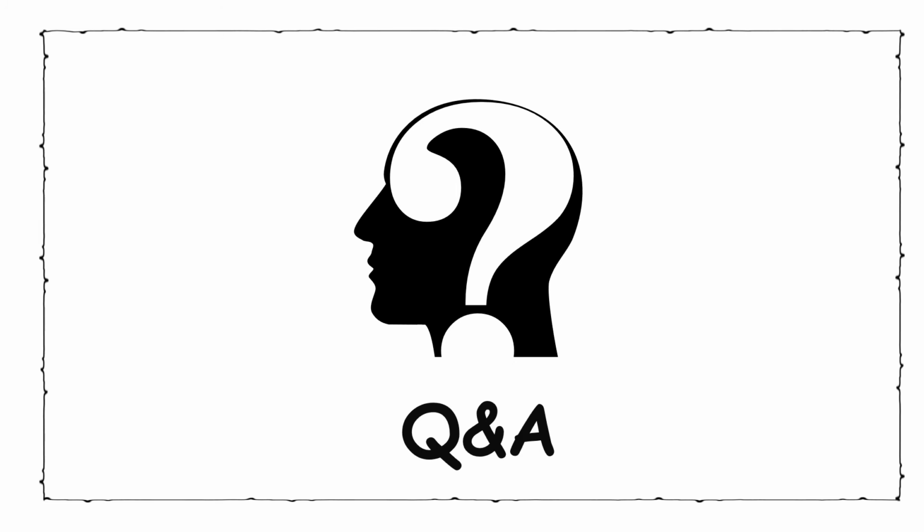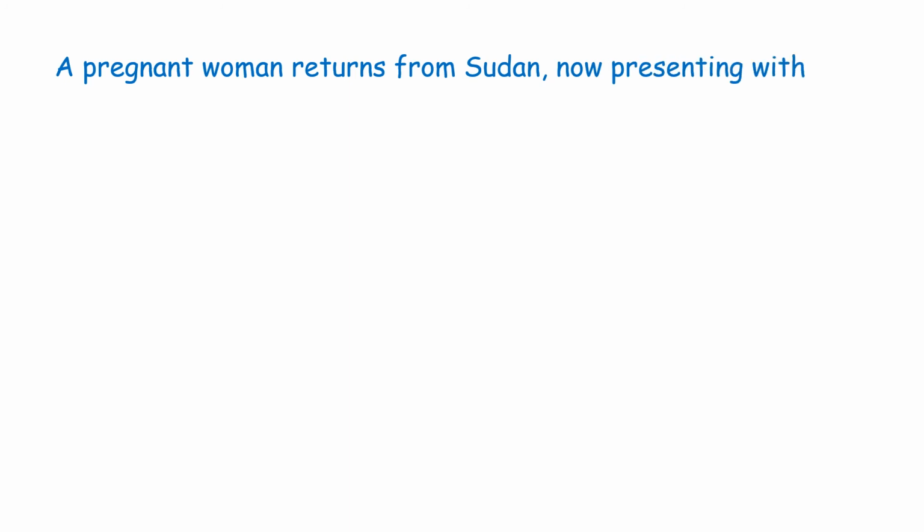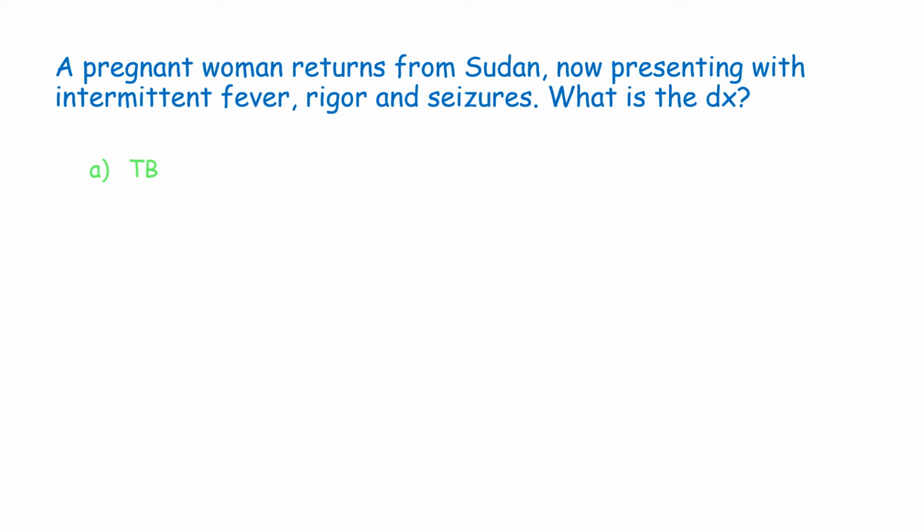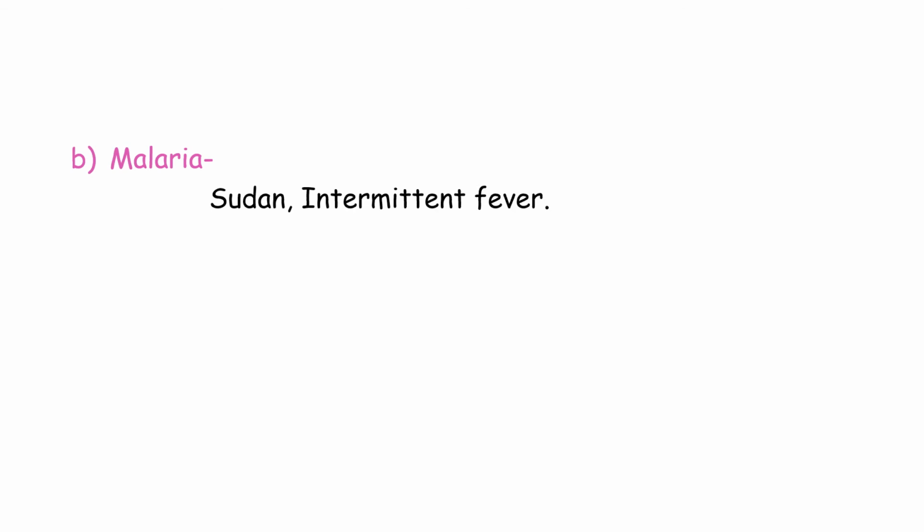Let's look at some questions. A pregnant woman returns from Sudan, now presenting with intermittent fever, rigor, and seizures. What is the diagnosis? Tuberculosis, malaria, meningitis, Lyme disease. Here the travel history and symptoms are to be looked at. The answer is malaria. As the woman returned from Sudan, which is one of the countries where malaria is found, and also the other hint was intermittent fever, which is not in the case of meningitis fever.